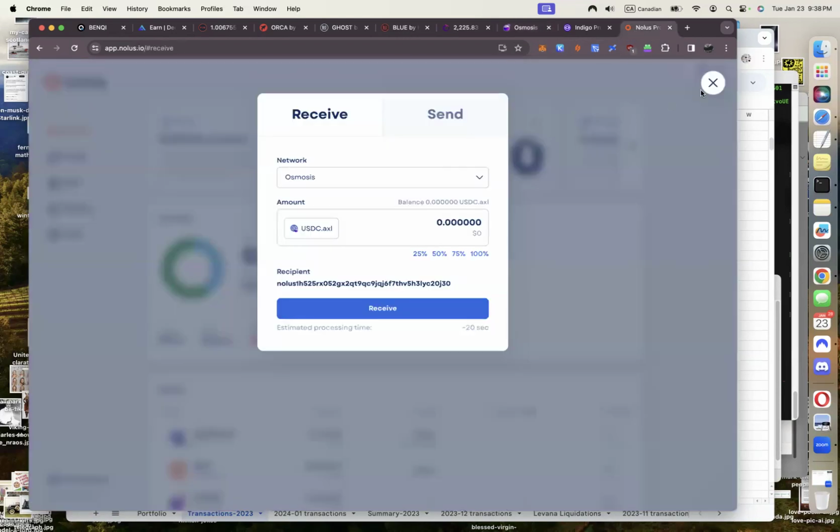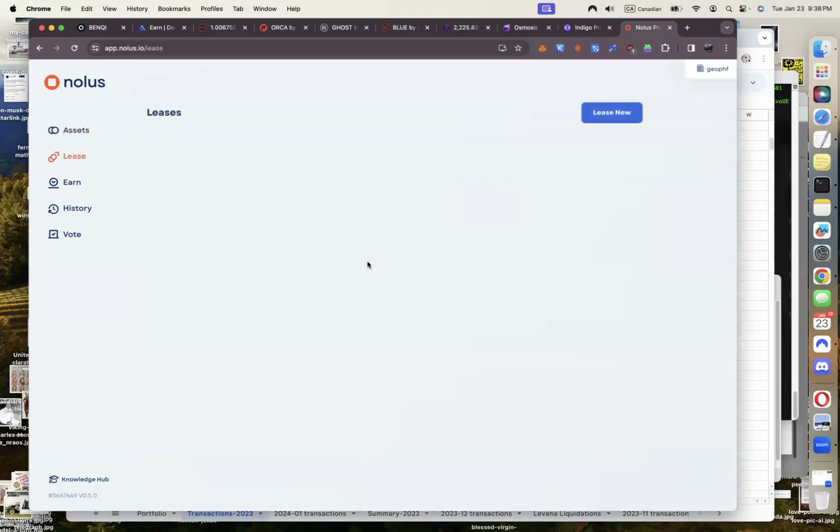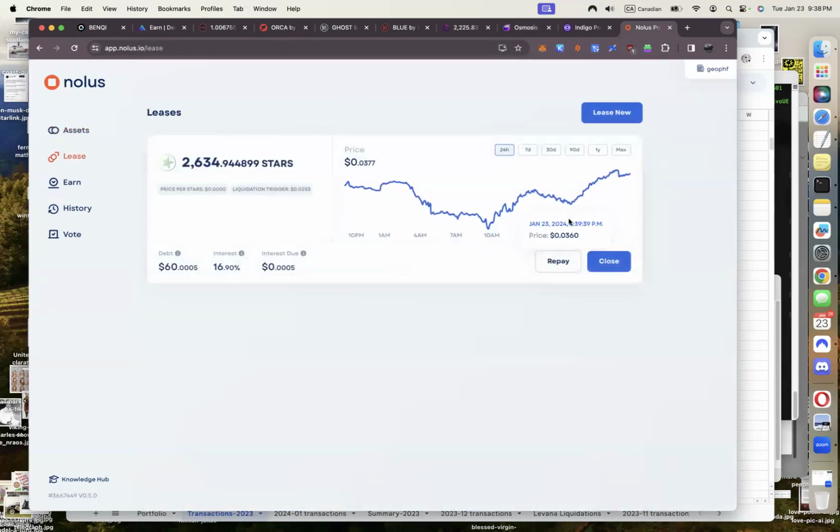And that's how you get liquidity onto the Nolus blockchain. You need liquidity on the Nolus blockchain so that you can create a lease. And so I had already 46 actual USDC on the Nolus blockchain, and therefore I was able to open a lease by using 40 of those actual USDC to open a lease of $100 worth of stars to lease. Thank you very much.